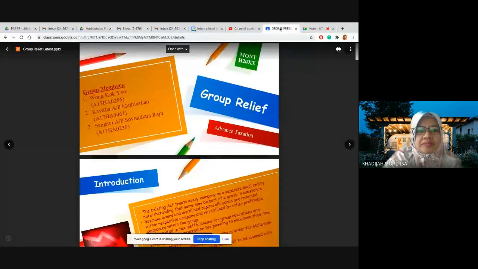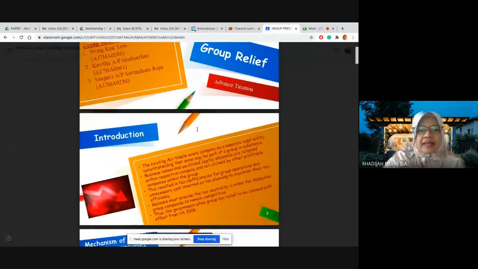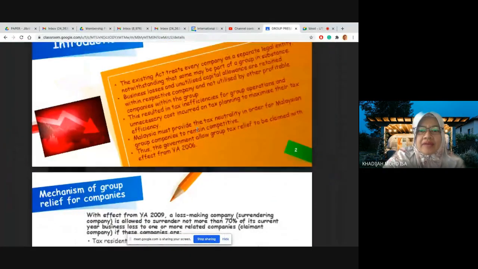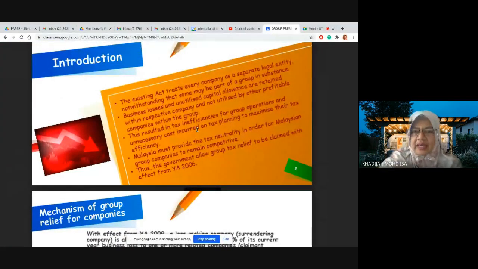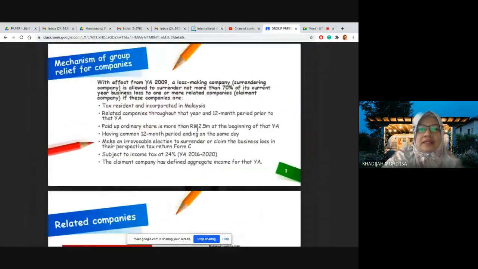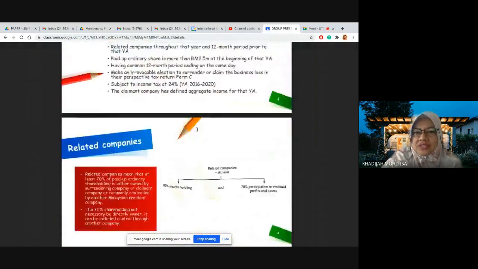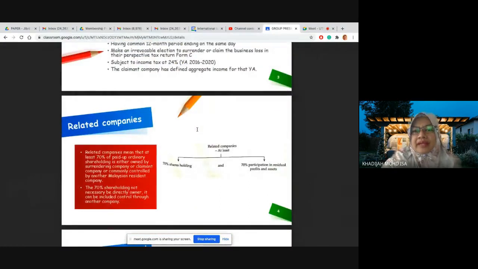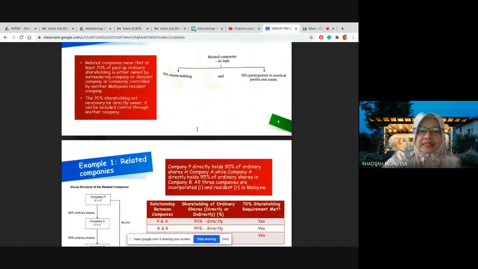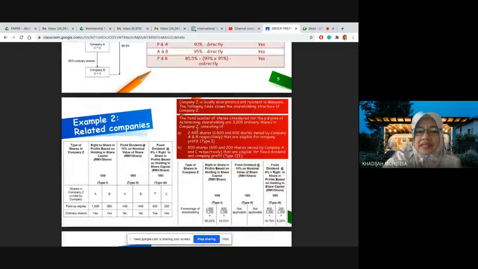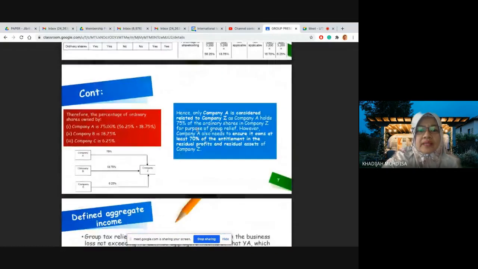I think it was presented by Wong, Kavita, and Sangavi. When I look into the content, everything is there. Whatever I ask is there. You must know what group relief is, what the conditions are to apply group relief, and what is meant by related companies. They give you a lot of examples. Based on the public ruling, most of the examples are clear. And then what else do we have?